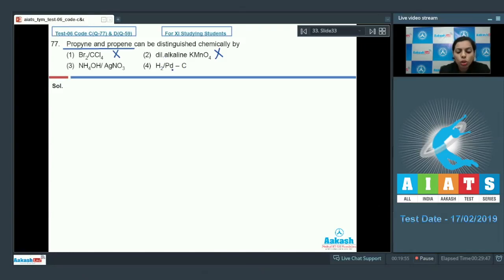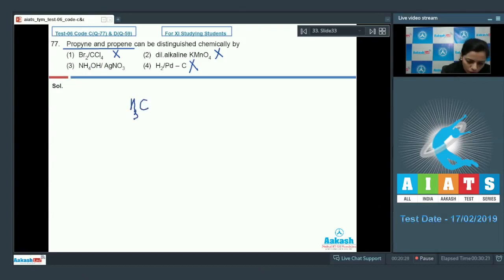Further, H2, Pd/C, it means palladium on carbon is added in the presence of hydrogen, the hydrogenation process. Both of them being unsaturated are able to give this reaction also. So you cannot use it to distinguish them. But if we talk about the reaction of propyne and propene with AgNO3 in the presence of NH4OH, then definitely you can distinguish. How is it possible?